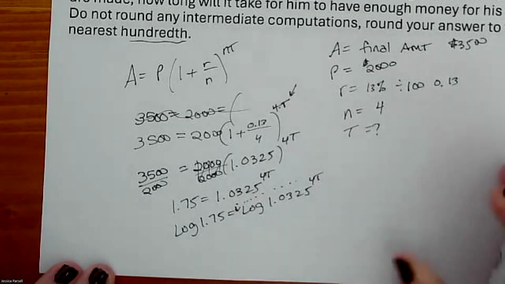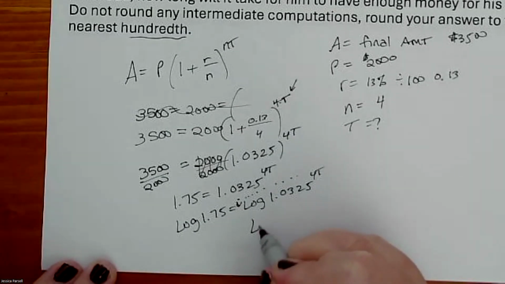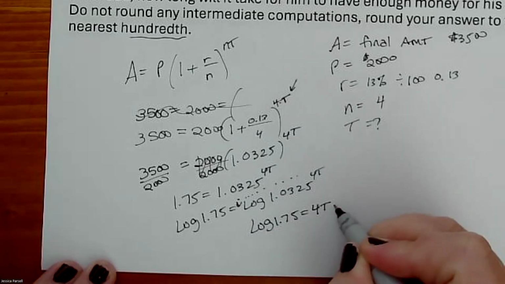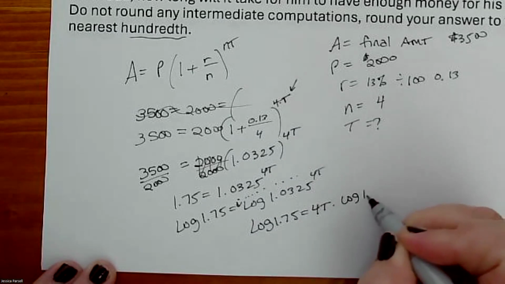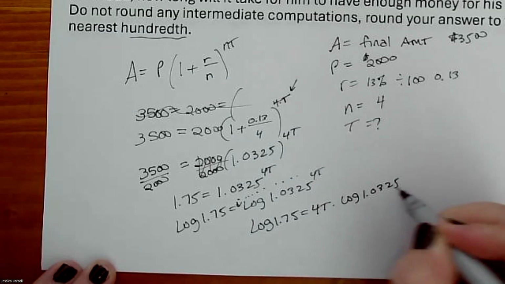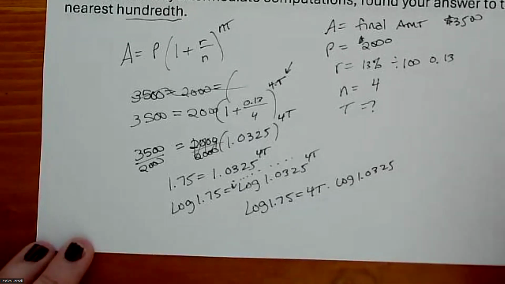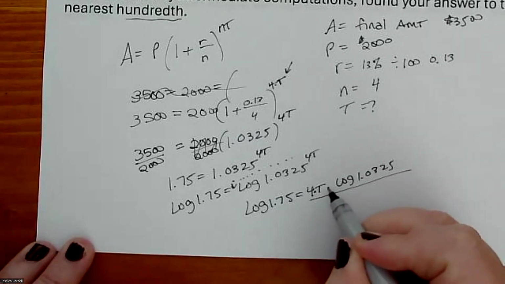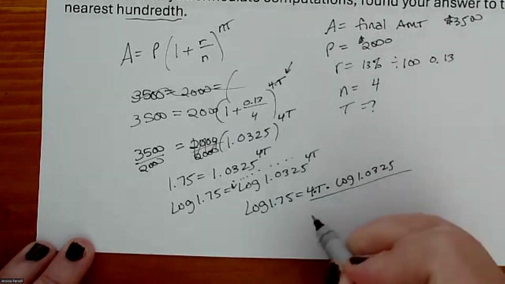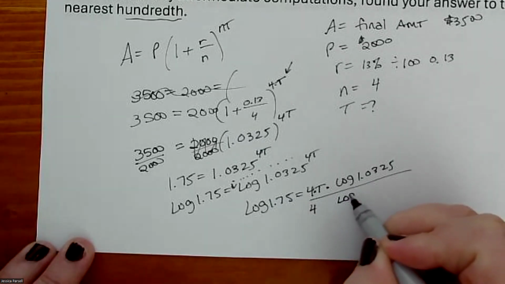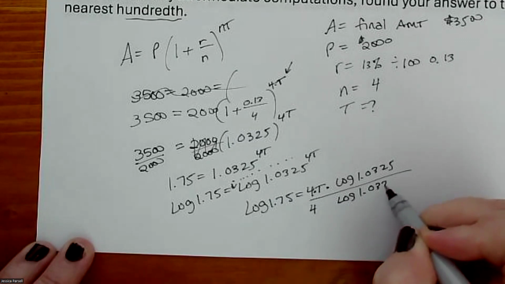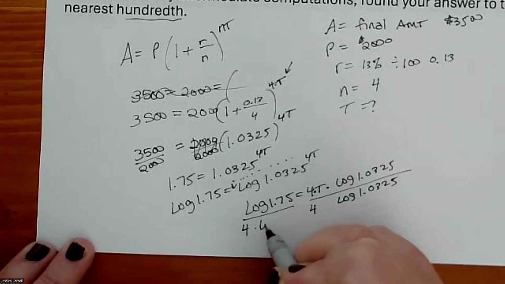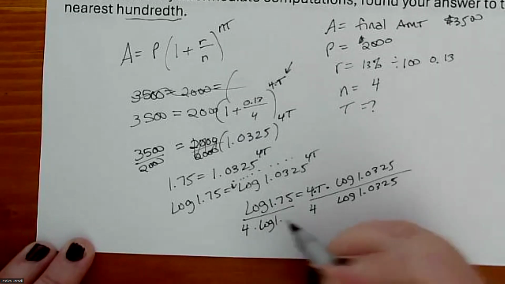I'm going to just do a little dotted line to show it's going to come down here. So we have log of 1.75 equals 4t times the log of 1.0325. Okay, t is what we want to get by itself. So we've got the 4 multiplying to the t, multiplying to the log. We can get rid of the 4 and the log at the same time. You might feel the urge to do this separately, and that's okay if you want to. I'm just going to do it in one fell swoop.